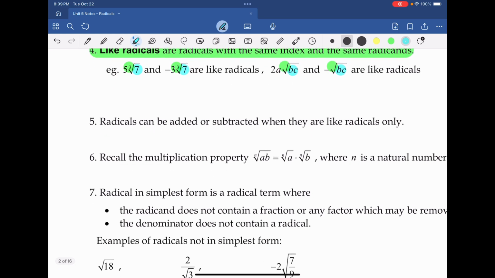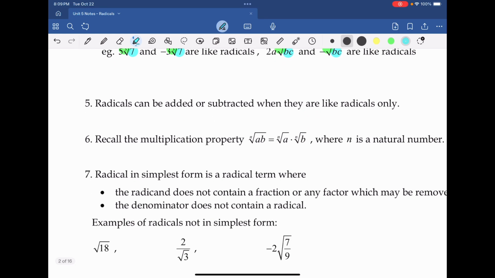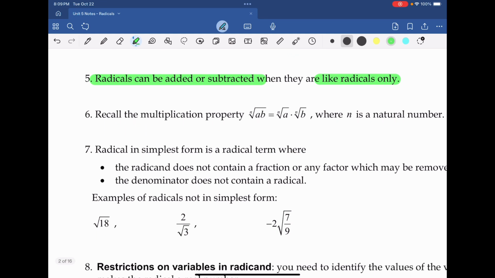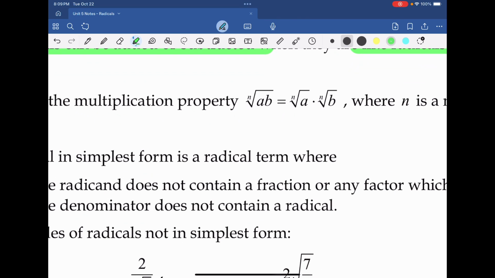Okay, now going down to radicals that can be added or subtracted, we can only add or subtract radicals such that they have like radicals. If they don't have like radicals like the examples above, then we cannot put them together. Another thing we want to recall is the multiplication property, where if we multiply radicals or if we multiply terms under a radical, they can actually be separated into their own radical.